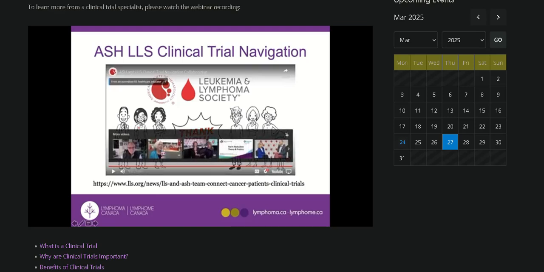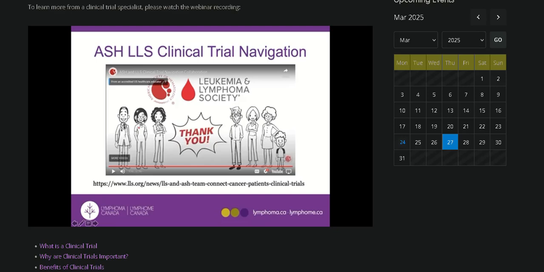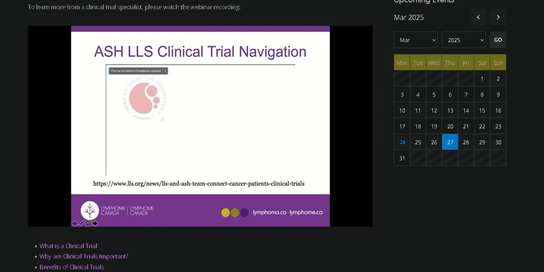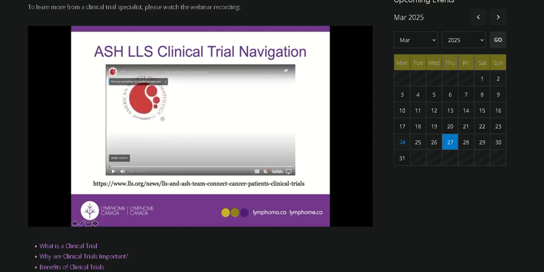So again, the Leukemia and Lymphoma Society is an organization in the U.S., but Canadian doctors, if you're going to see your doctor and they don't know what clinical trials are available, this is something that you could possibly show them, and then get access and be in conversation with that nurse to find a clinical trial that's near you. So if you want to go to the next slide, Don. The American Society of Hematology.